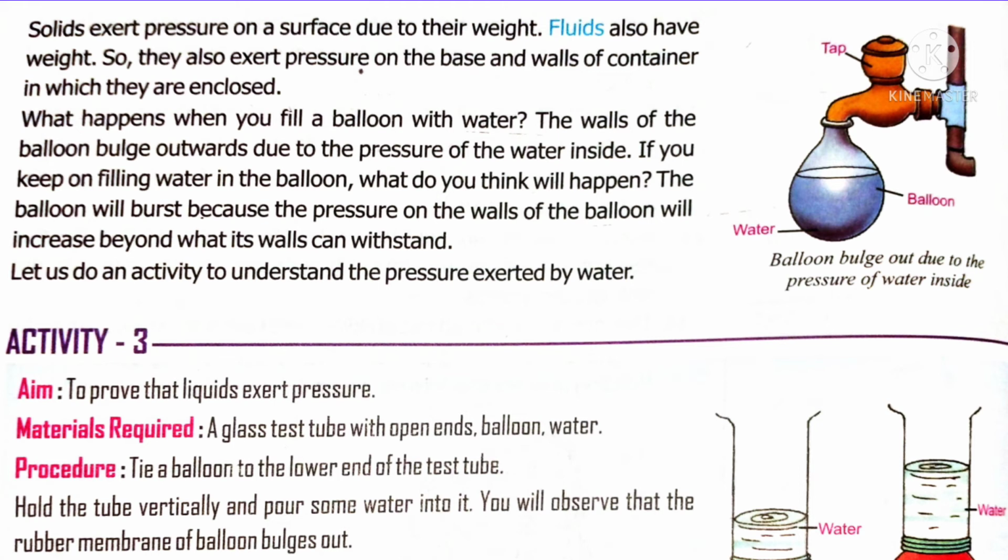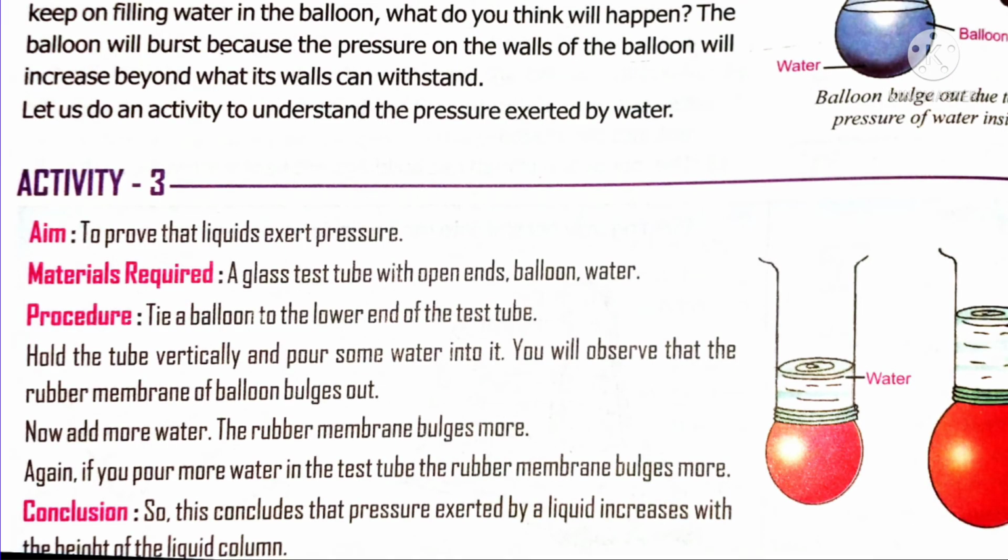The materials required are a glass tube, a balloon and water. Now you are going to take a balloon and tie it at one open end of the test tube. Here both ends of the test tube are open. So one end you tied the balloon, and through the other end of this test tube you are going to pour water. Now what do you observe? The balloon tied at the lower end of the test tube will be bulged, swollen, because of the pressure of the water.